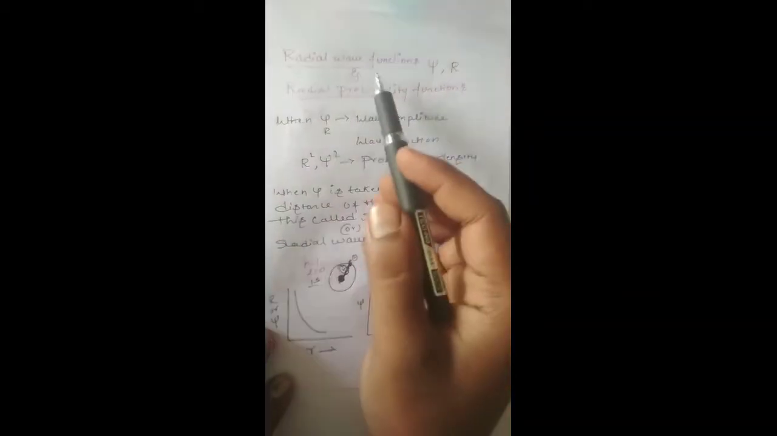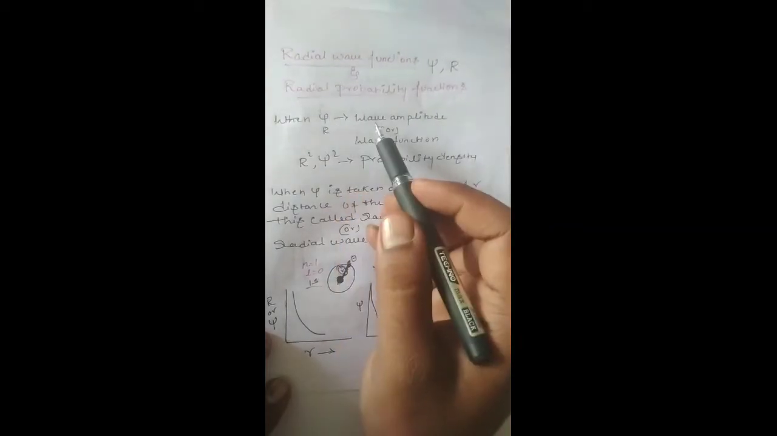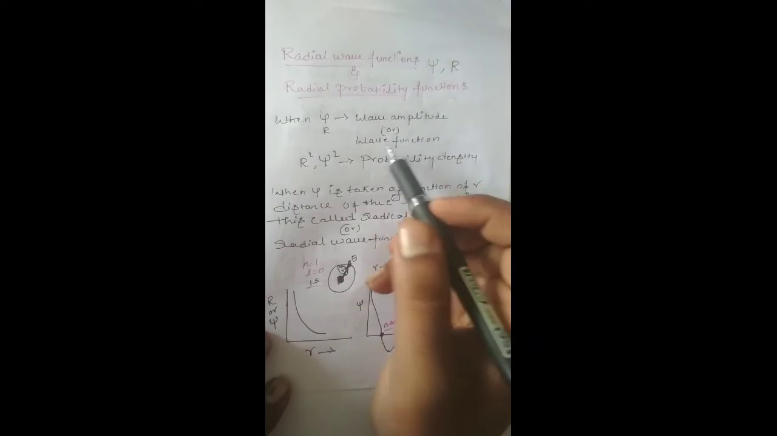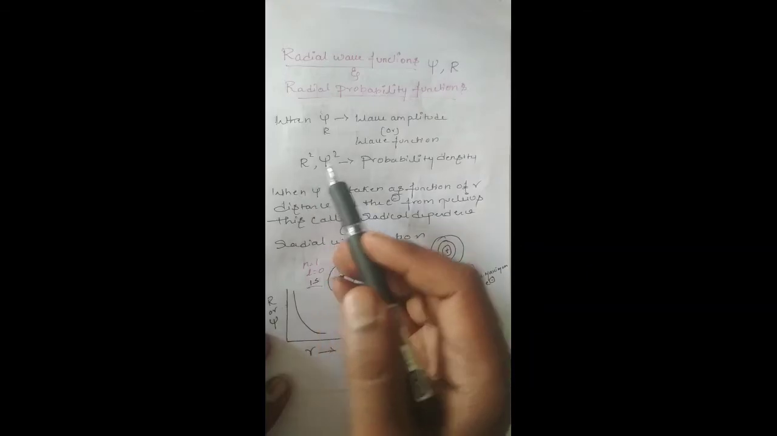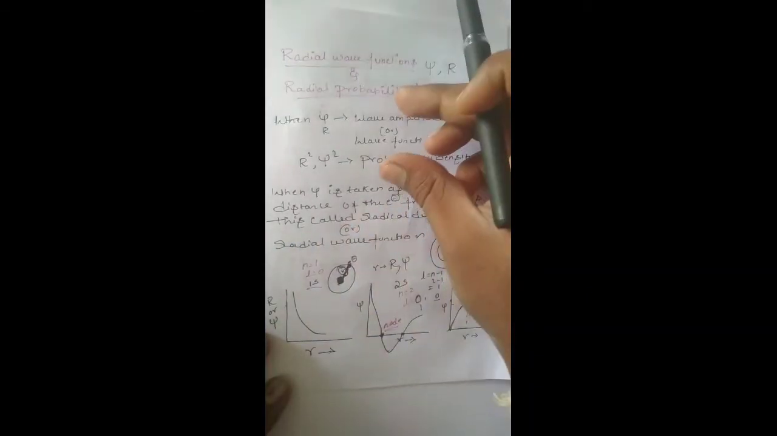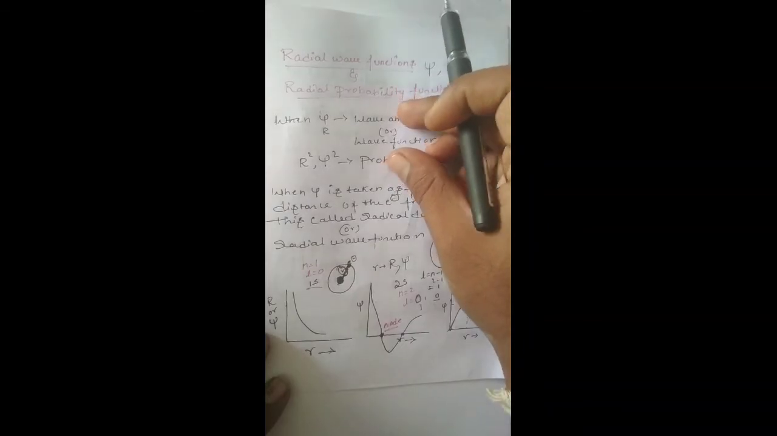Before going to the radial wave function, psi is the wave amplitude, or wave function. Psi or R, as I already told you. Psi square or R square is the probability density. I am telling only the terms now. Now we are going to the definition.